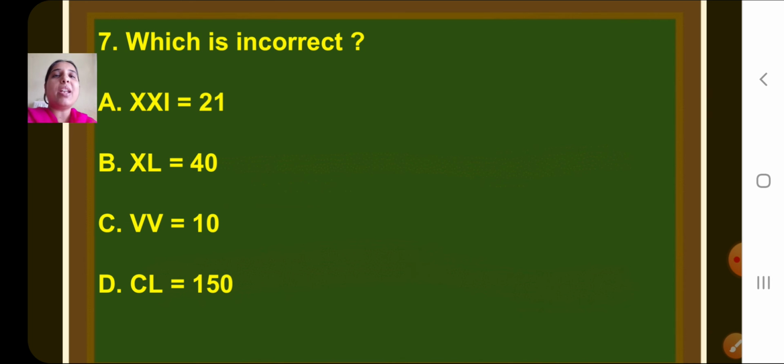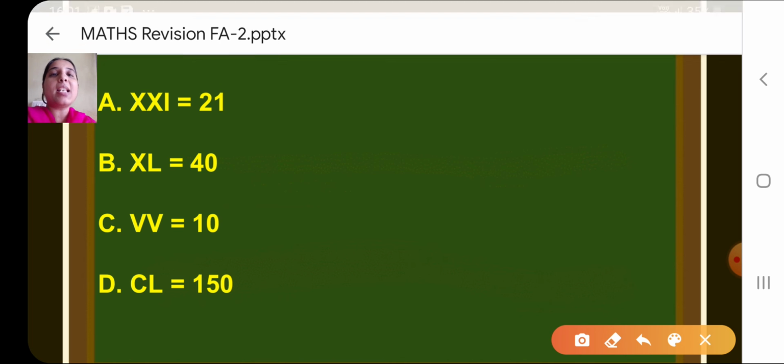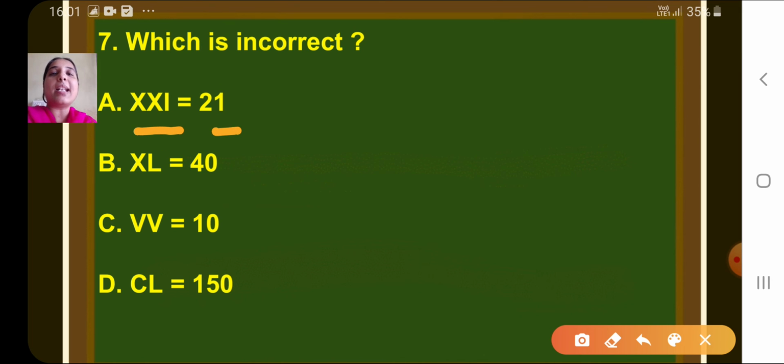So question number 7 is, which is incorrect. You have to read the question also very carefully so that you can click on the correct option. Okay. So which is incorrect? Let's see one by one. There you can see XXI is equal to 21. Is that correct or incorrect? X stands for 10, then again X stands for 10. So 10 plus 10, 20, and I stands for 1. So 20 plus 1, 21. So this option is correct, isn't it?